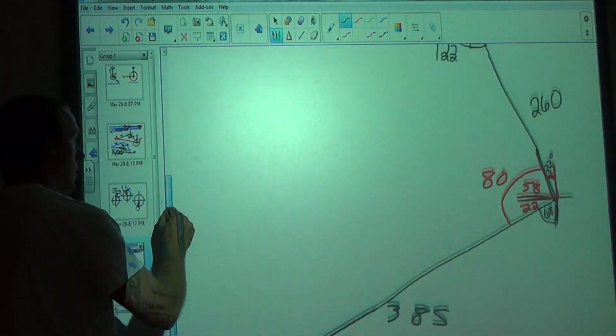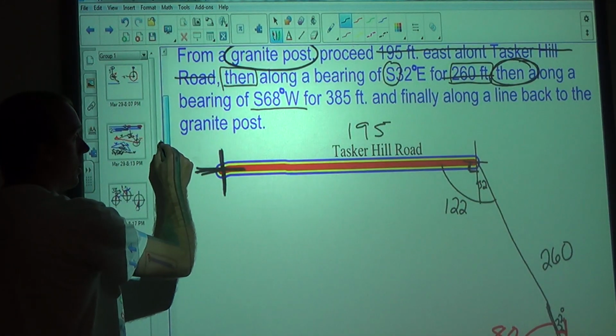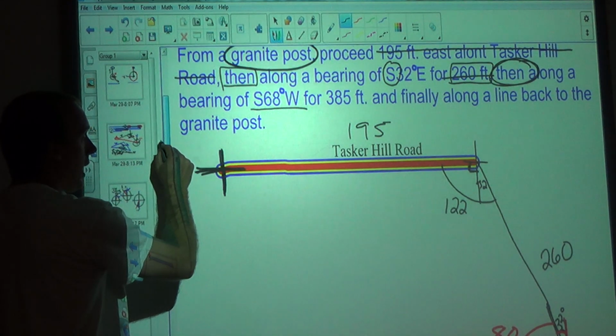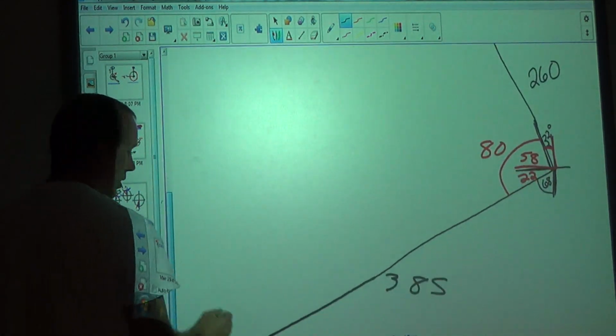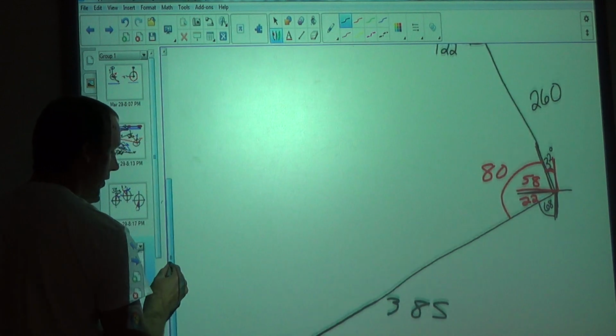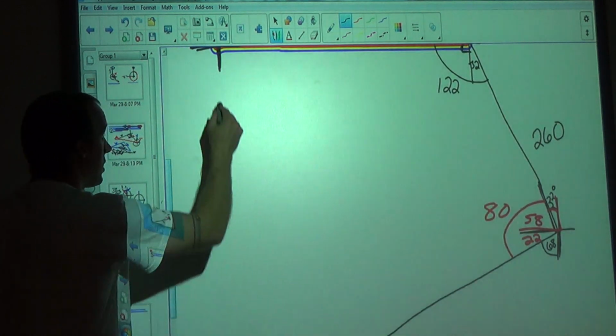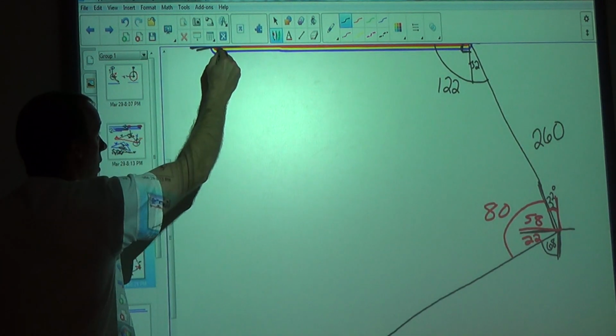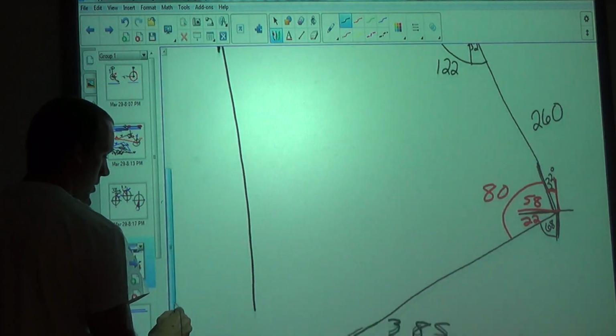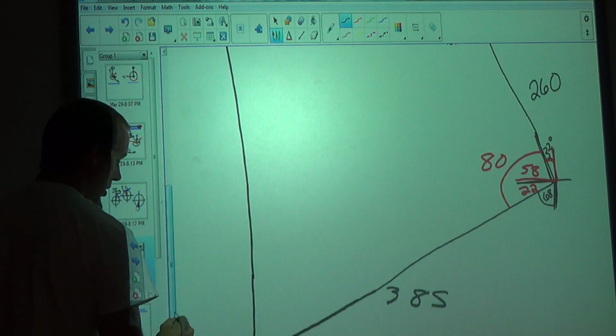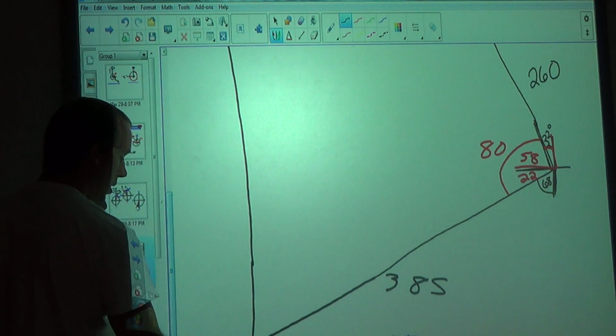385 feet. Okay? And then finally on a line back to the granite post. So I don't have a bearing here, so I can't really figure that out. I do know that my post is up there. Okay, so I'm going to just draw my line down here to my granite post. Okay?